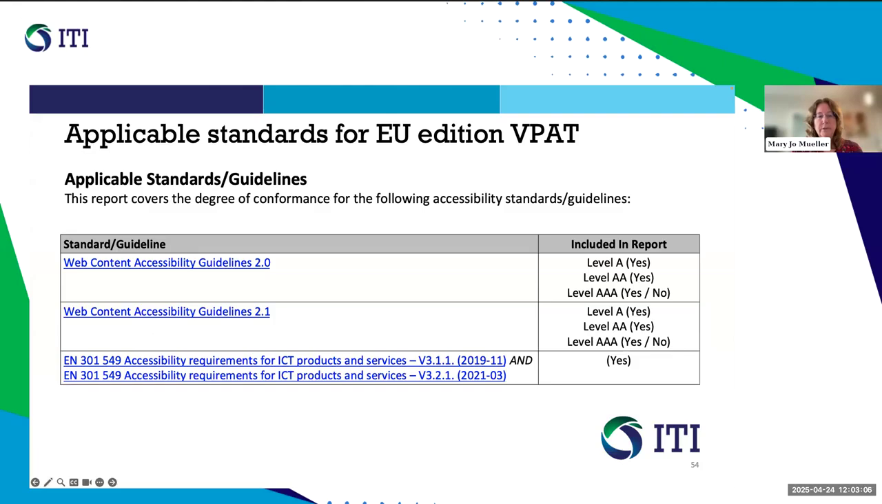For the EU edition of the VPAT, the applicable standards and guidelines table has been pre-assigned so that WCAG 2.0 and 2.1 levels A and AA criteria are included in the report, as well as the EN 301549. The included in report section indicates yes for those items. If you will also be reporting conformance to level AAA criteria for either WCAG 2.0 or 2.1 or both, then indicate yes for those. If not, indicate no.